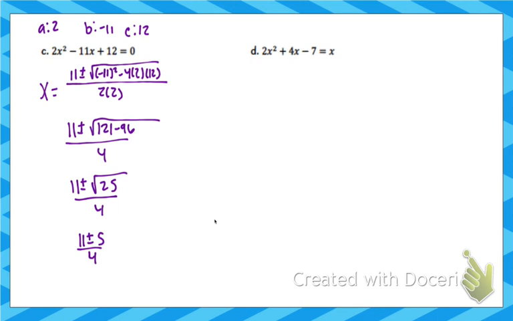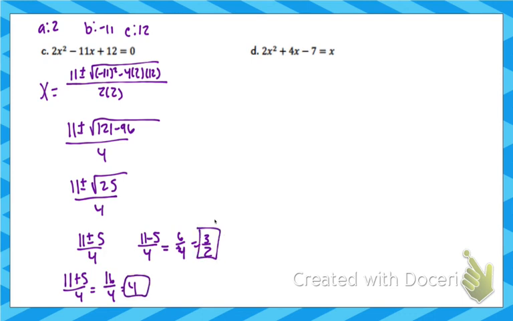So let's go ahead and actually find these. So we'll do 11 plus 5 divided by 4. So that's 16 divided by 4, which is 4. I'll do 11 minus 5 divided by 4. And I get my two answers.